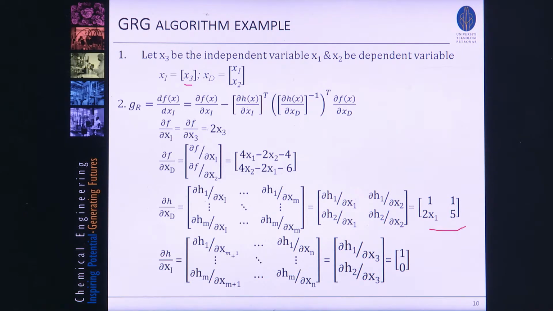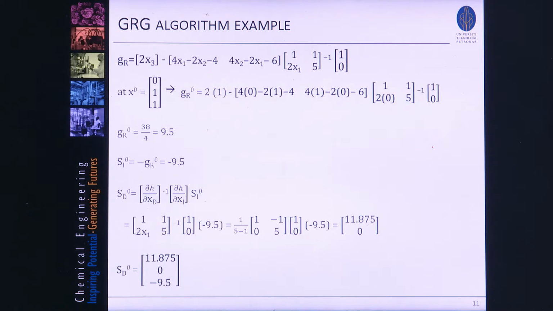So we have this matrix, and then dh/dx independent, we have only 1 independent variable in this case, so we derive h1 with respect to x3 and h2 with respect to x3, and we have this matrix. And we plug in this whole thing into the reduced gradient, and then we put in these numbers, so we get this result.